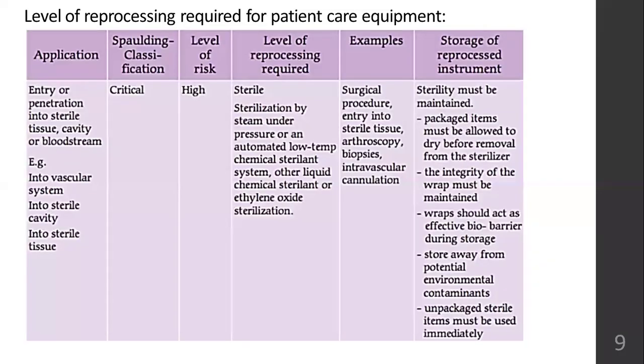So here we will see the level of processing you require in the different categories of Spaulding classification. In critical, the risk is high, because these instruments are entering or penetrating into the tissue, body cavities, organs, and the bloodstream, your blood vessels. So sterilization has to be done. If it cannot withstand high levels of heat, ethylene oxide sterilization is recommended. If it can withstand high heat and pressure, autoclaving is done.